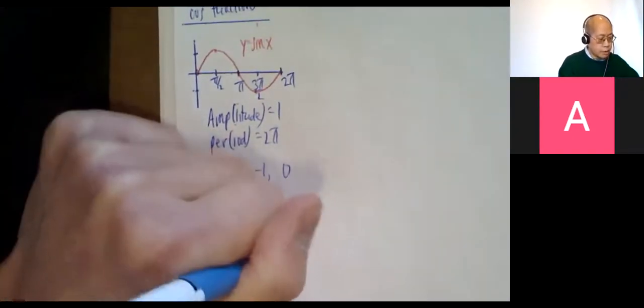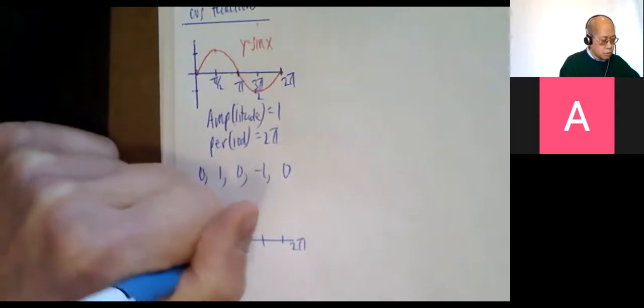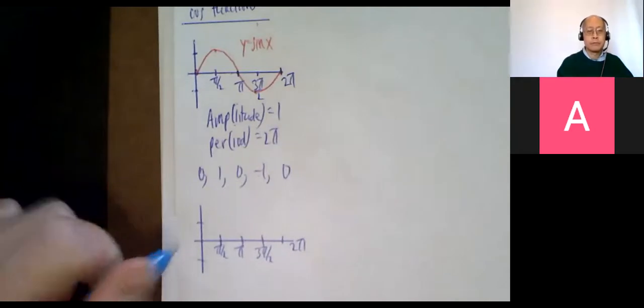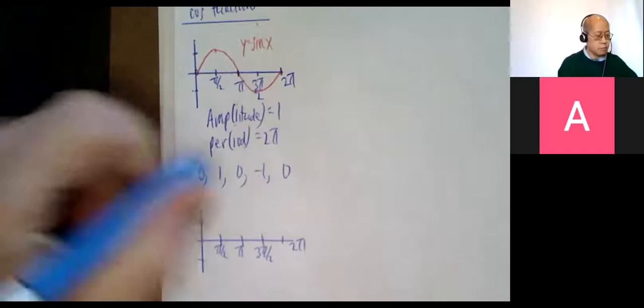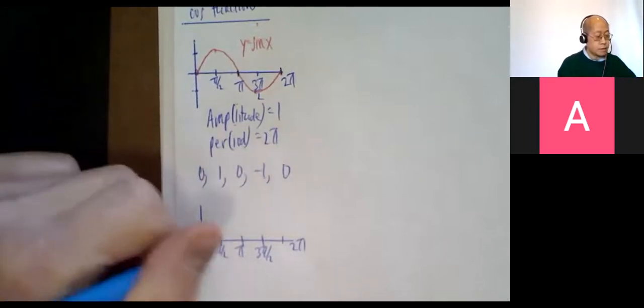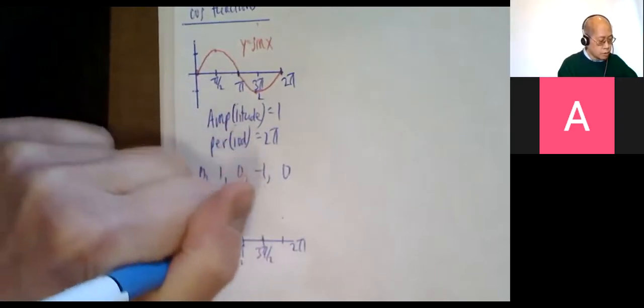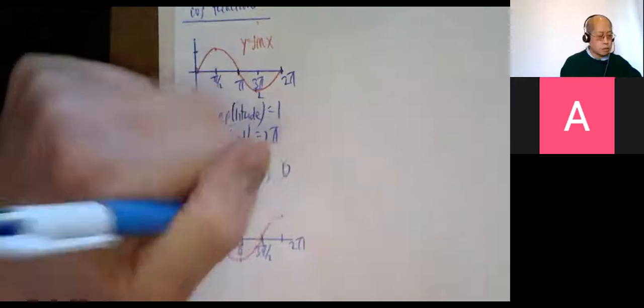For cosine, again, the period is 2 pi: pi over 2, pi, 3 pi over 2, 2 pi. Okay, cosine of 0 is 1. And then goes to 0, negative 1, 0, 1. So that's one period of the cosine function.